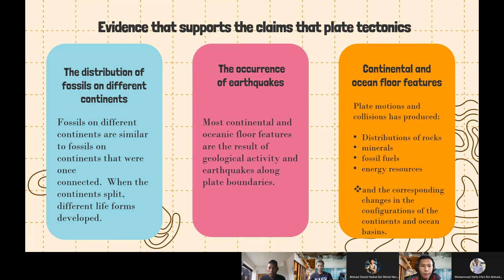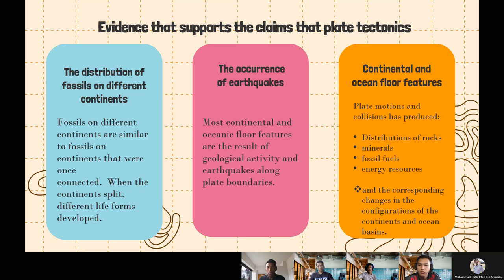The next evidence is the occurrence of earthquakes. Most continental and ocean floor features are the result of geological activities and earthquakes along plate boundaries. So the exact pattern depends on whether the plates are converging, being pushed together to create mountains or deep ocean trenches, diverging, being pulled apart to form new ocean floor at ocean ridges, or sliding past each other along surface faults. The last evidence is continental and ocean floor features, including mountains, volcanoes, faults, and trenches.